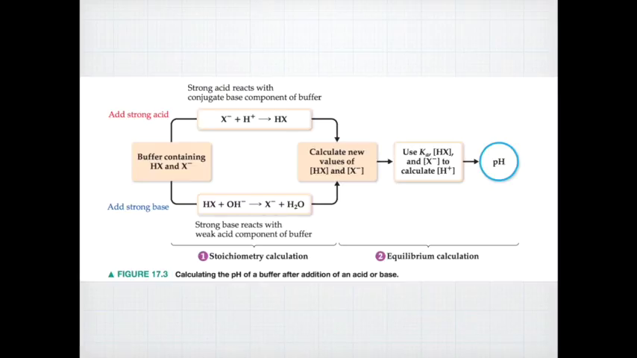You need to look at the reaction that occurs, so you can see X minus, which is your weak base, reacting with the strong acid to produce HX. You need to calculate the new values for the concentration of your acid, HX, and your weak base. With those new values, you can calculate the pH by using either ice charts or the Henderson-Hasselbalch equation, and I'll show you an example of that in just a second.